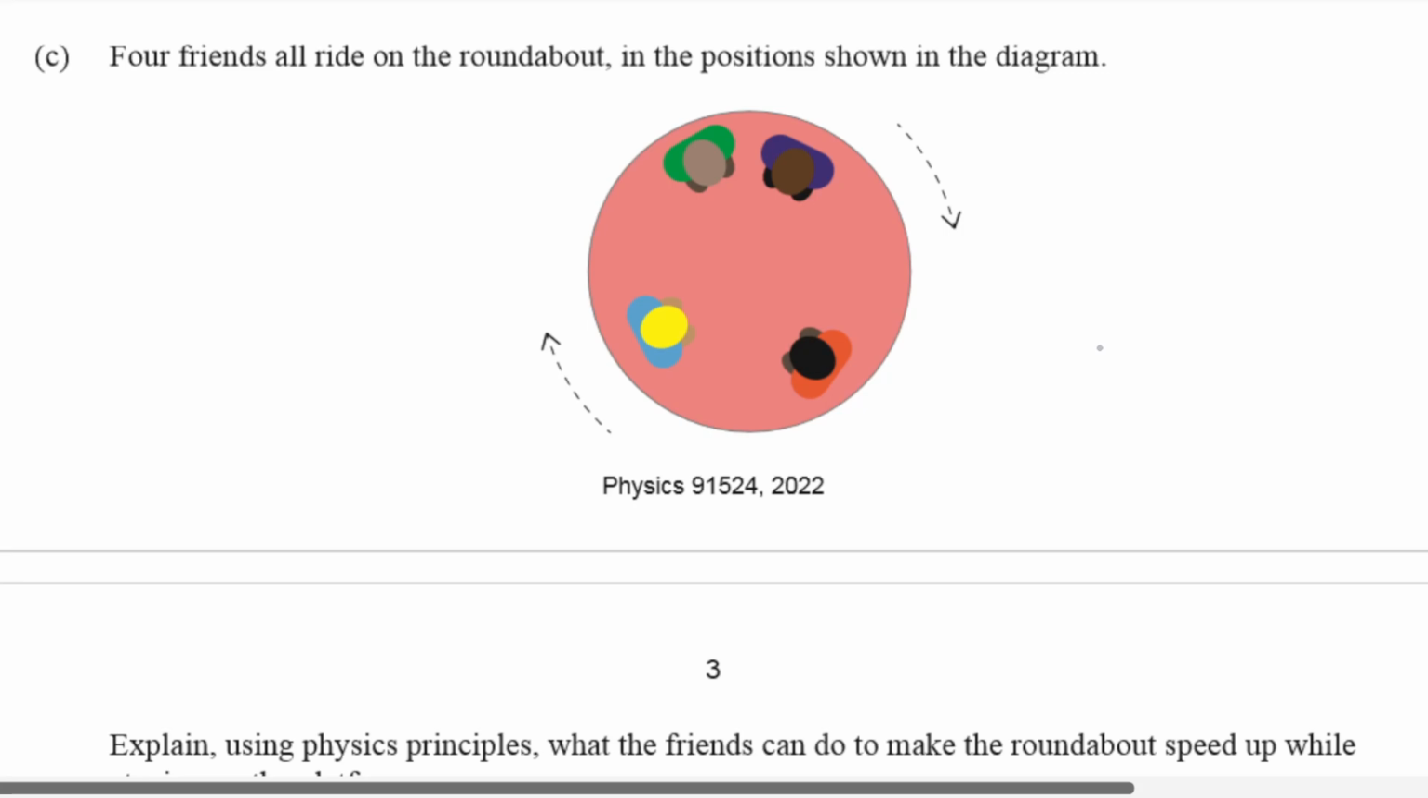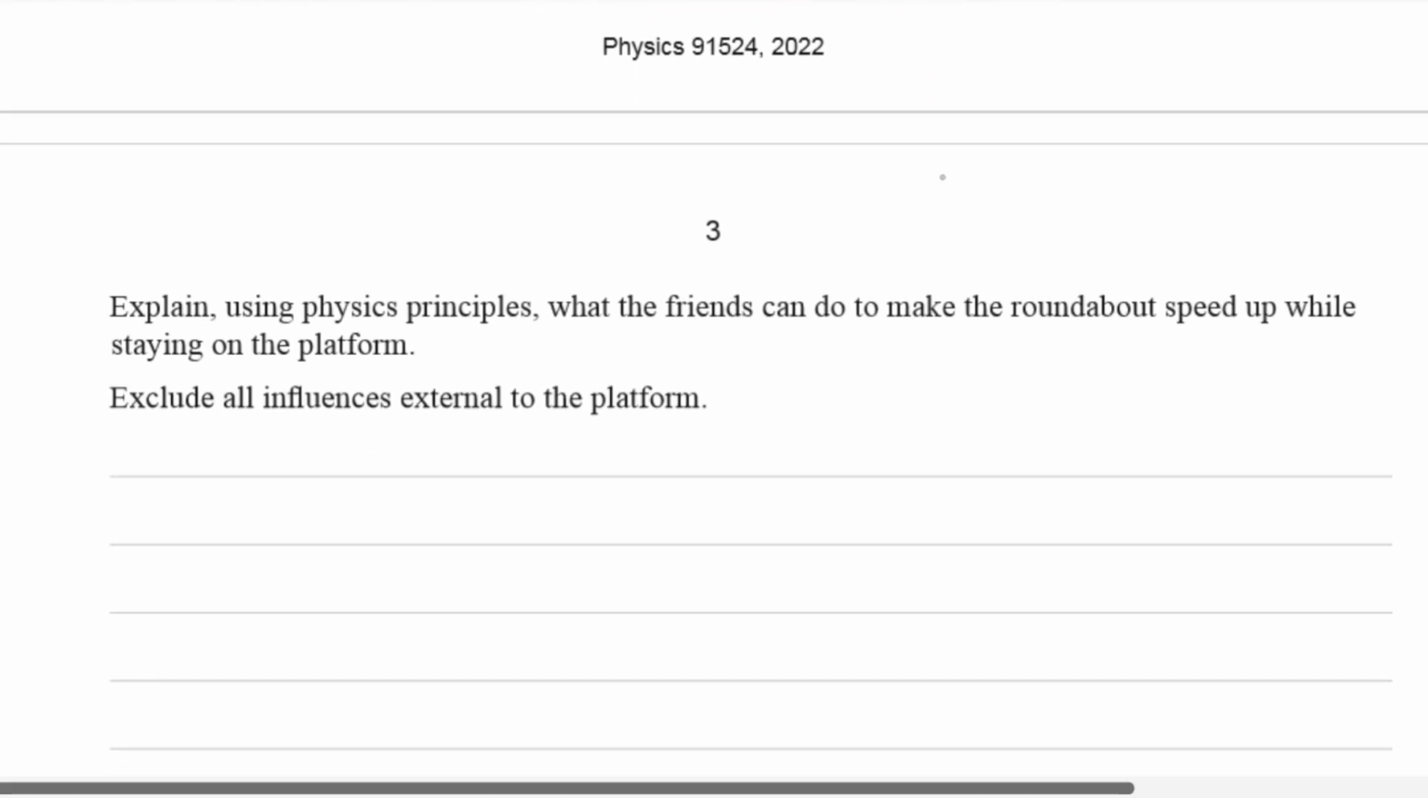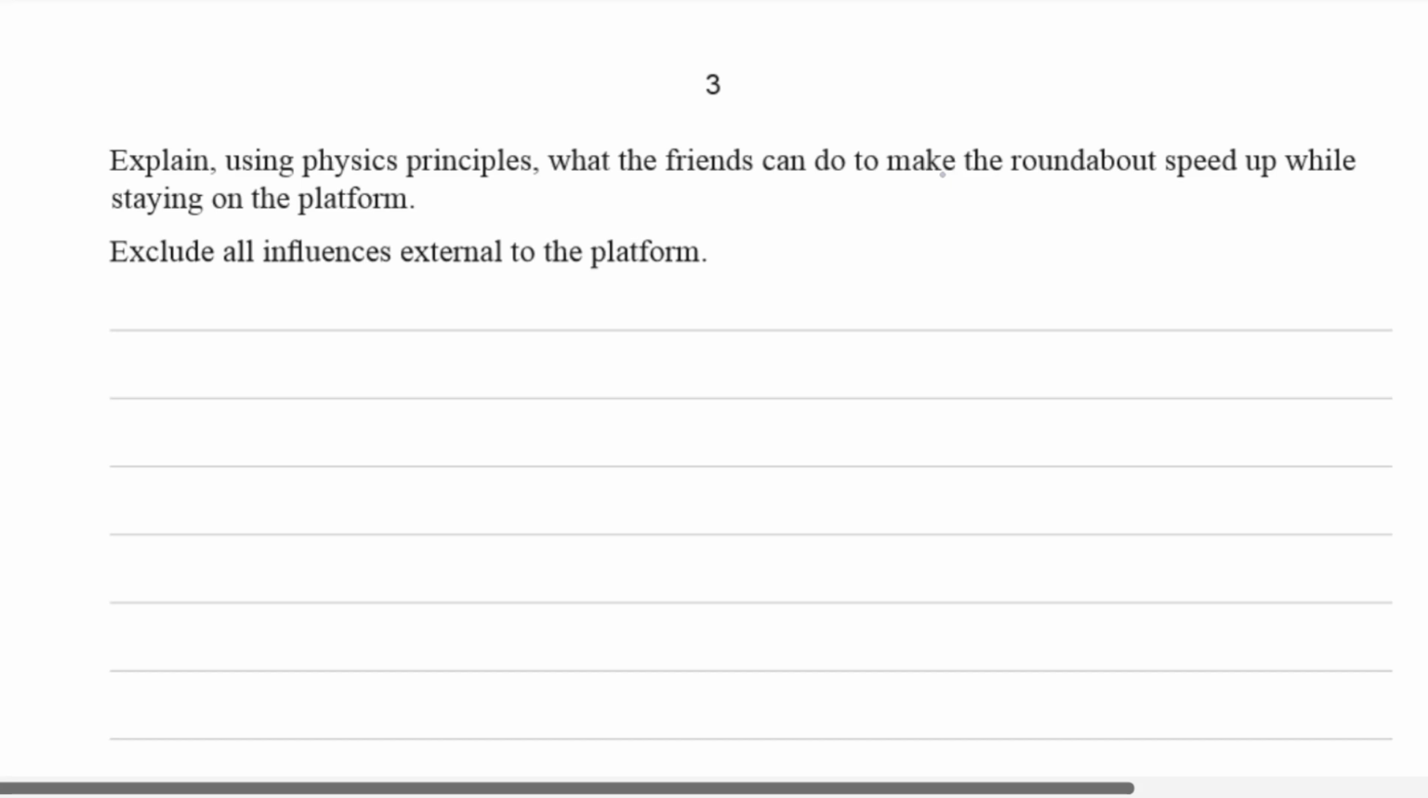Part C. Oh, look at that. They got friends. How nice. Riding on a roundabout. Green and blue are a little bit close together, and then light blue and orange are a little bit further apart. So they're not symmetrical, but that's all right. And they're spinning clockwise. Explain, using physics principles, what the friends can do to make the roundabout speed up while staying on the platform.